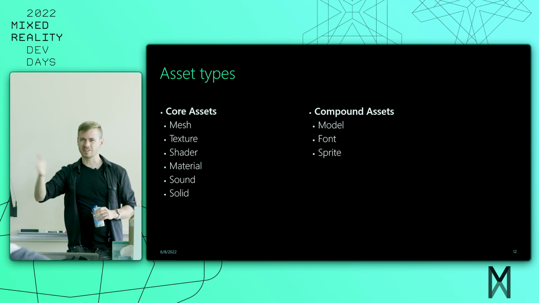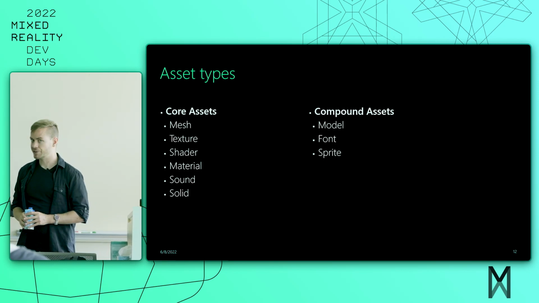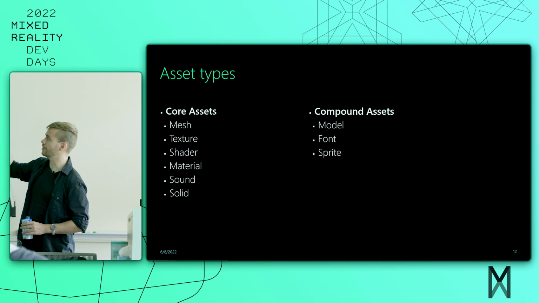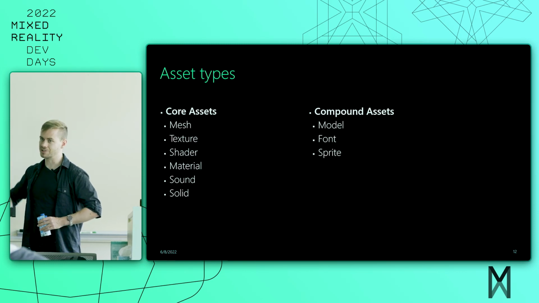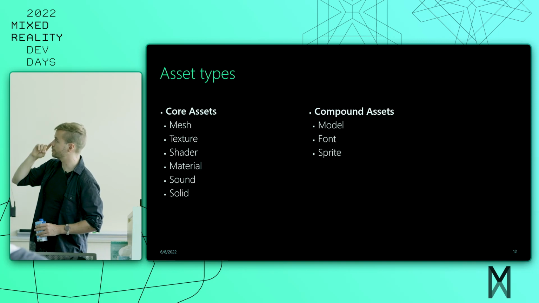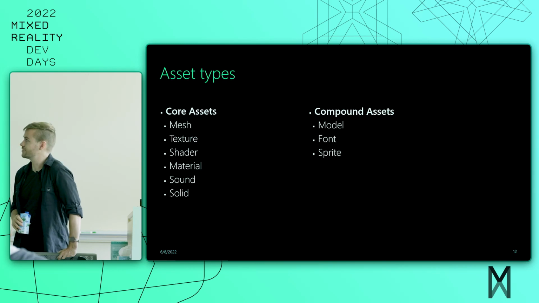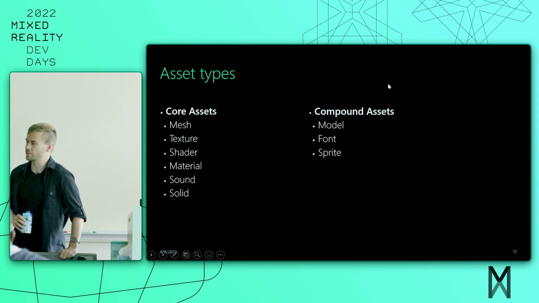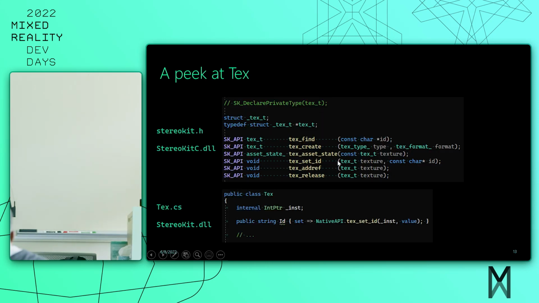I have compound assets. I like to separate these concepts apart from each other because they're interesting to think about this way. A model is not really a core asset. It contains a collection of meshes and materials. So it's basically composed of other core assets. Same thing with a font and a sprite. A sprite is just a collection of materials and textures, and a font is also a collection of textures and, I guess, technically font data. So it might sort of be a core asset, but it's still kind of high level. So those are all individual things.